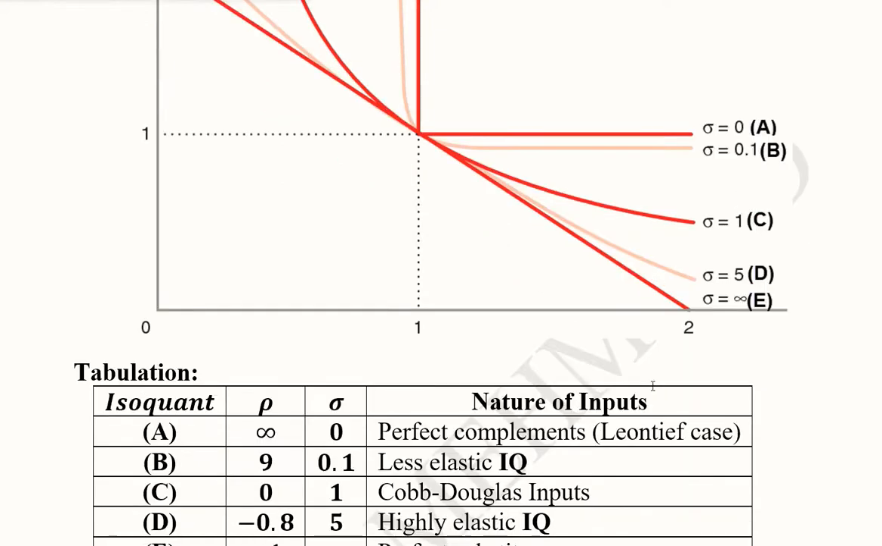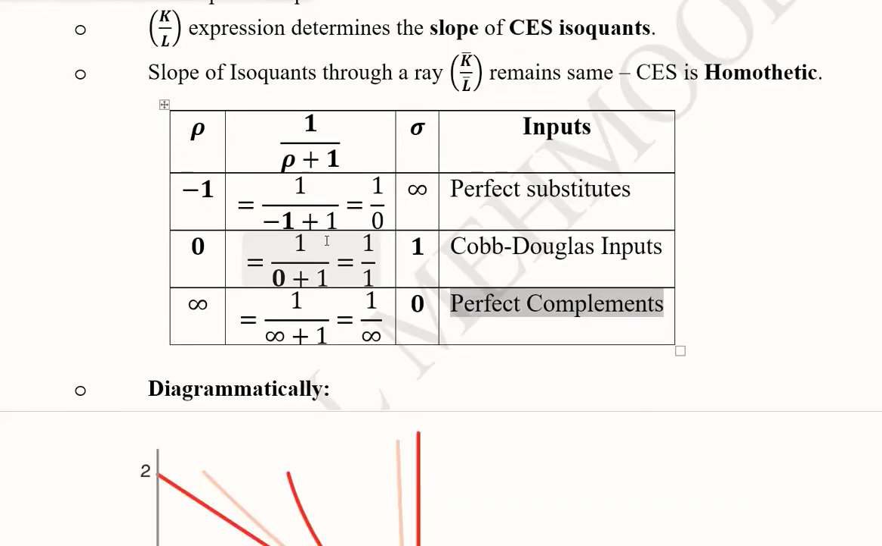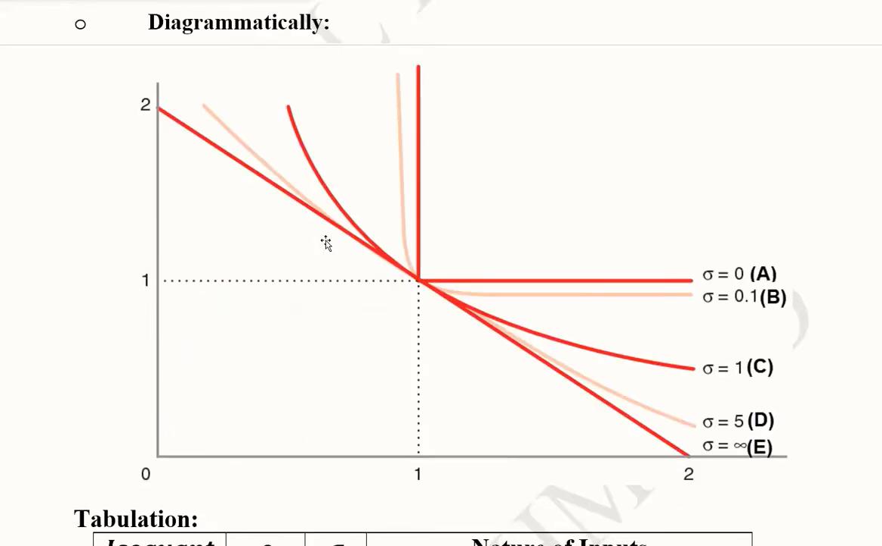Now we have tabulated all of them so that it becomes easy to remember. This is the isoquant A, B, C, D, E. This is the nature of inputs. This is the rho value and the value of elasticity of substitution, that is sigma. So at A it was 0, that is the sigma value. In the background of it, the rho will be equal to infinity. You can check it from this table and you can try to calculate it on your own.